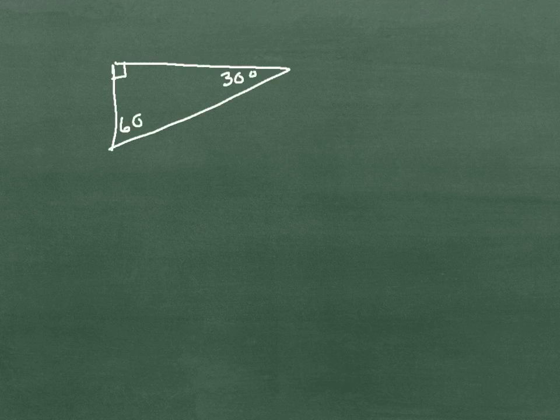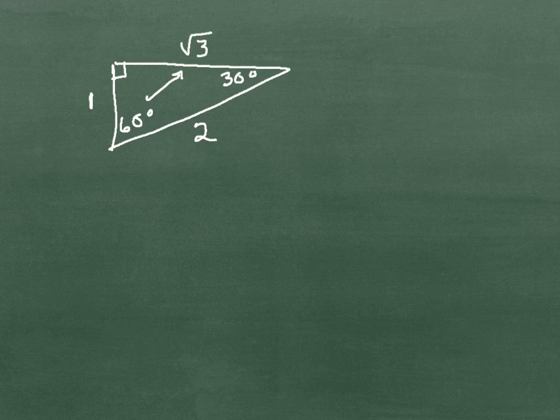So here's the deal for any 30, 60, 90 triangle. It doesn't matter how it's positioned. You have a 30-degree angle, you have a 60-degree angle, and then you have a right angle. The shorter side is always the side opposite 30 degrees. So if that's 1, then the hypotenuse is going to have length 2, and the longer leg, in other words, the leg opposite the 60 degrees, is going to have length square root of 3.